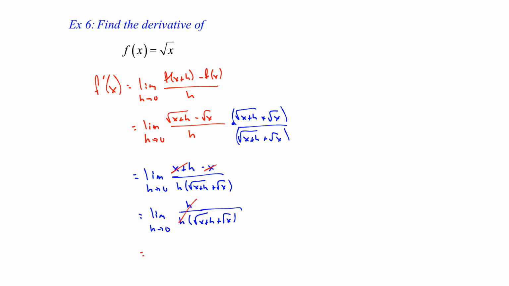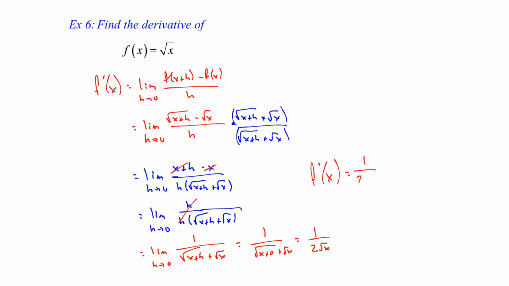And so once the h's cancel, we're left with the limit as h approaches 0 of 1 divided by the square root of x plus h plus the square root of x. We do our direct substitution, and we get the square root of x plus the square root of x on bottom, which is 1 over 2 square roots of x. And we're not going to rationalize or anything else, so that will be our final answer. The derivative, f prime of x, of the function f of x is equal to 1 over 2 square roots of x.